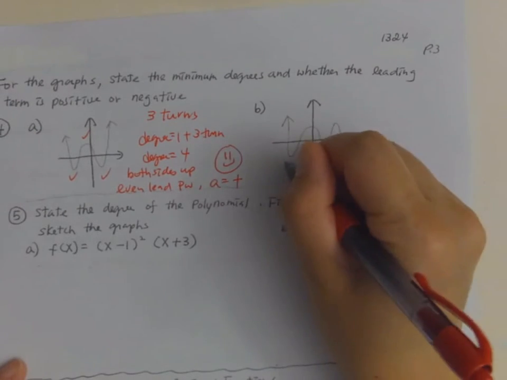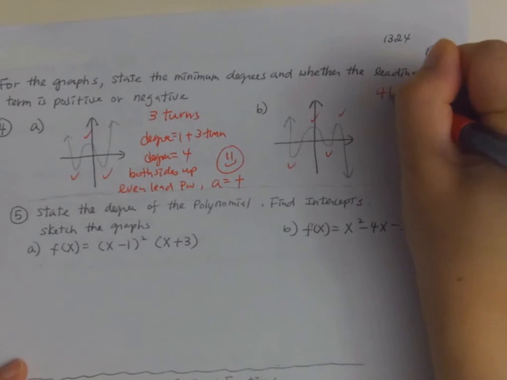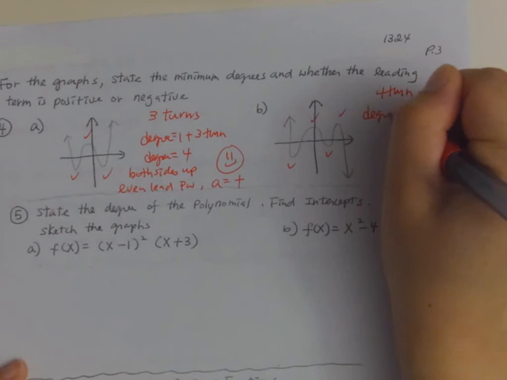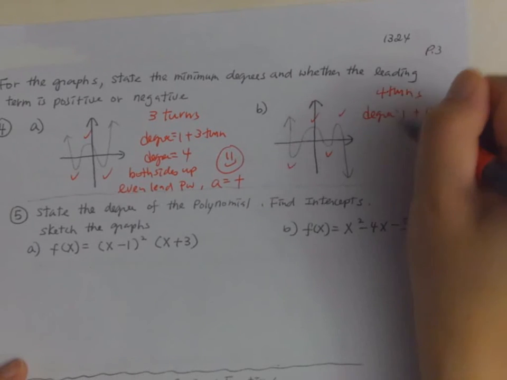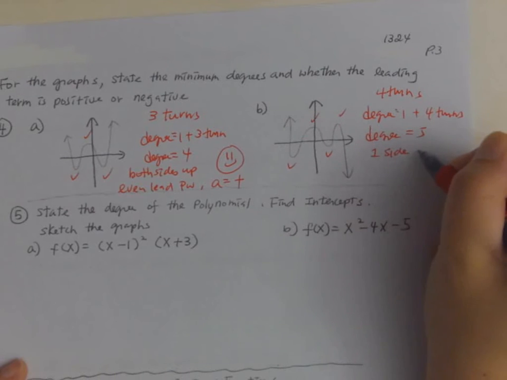How many turns? 1, 2, 3, 4. So if you have 4 turns, the degree is going to be 1 plus the number of turns, right? So the degree is going to be at least 5, and then one side up, one side down.